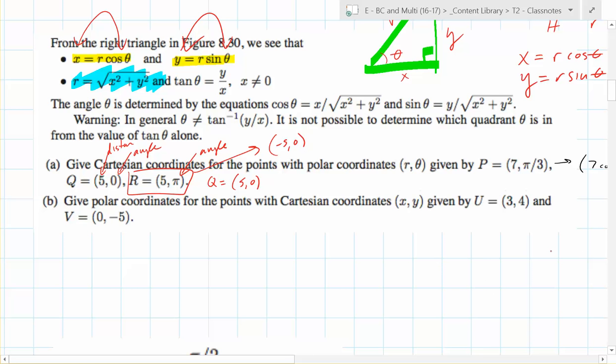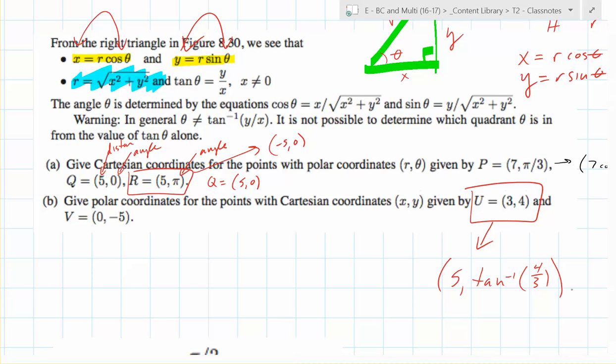Give polar coordinates for the Cartesian point given by u equals 3, 4. Well, we just looked at that, right? You need r and theta. What's the r value? 5. And then you would say tan inverse of what? 4 over 3. If this was a non-calculator section, you would stop right there. I do not want you to write a decimal for that. If it was a calculator section, you could still stop right there or write to 3 decimal places. In this case, degrees might be okay, but in general, unless the AP calculus test tells you otherwise, stay in radians, please.